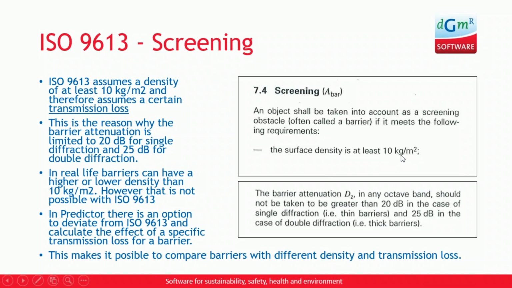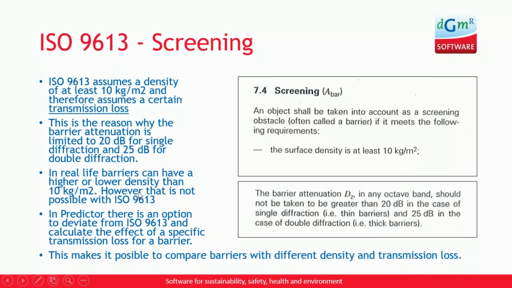And with 10 kilogram per square meter, you always have a transmission through the barrier because it's not such a very thick and high density. So you always have a certain transmission loss through the barrier. And that's why, even though the diffraction can be much higher, the screening due to diffraction is still limited by the transmission loss, so it's a maximum of 20 dB. And 20 dB for double diffraction.